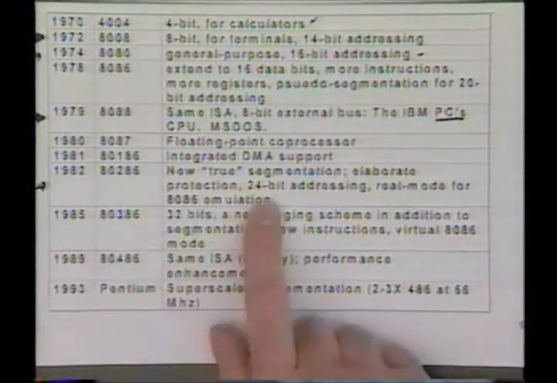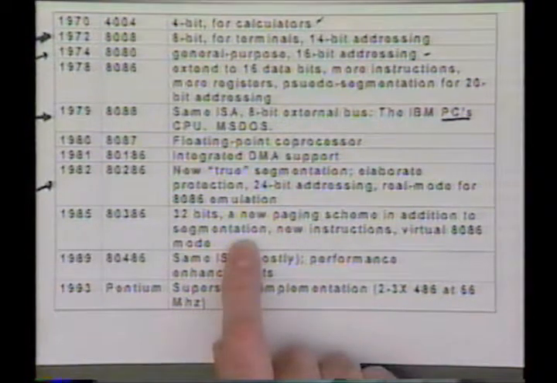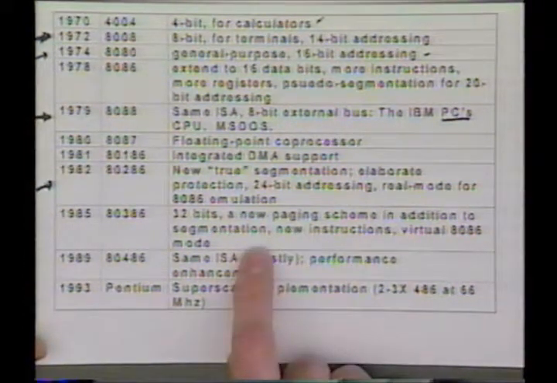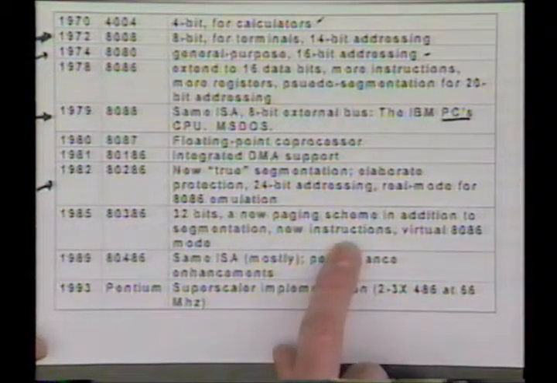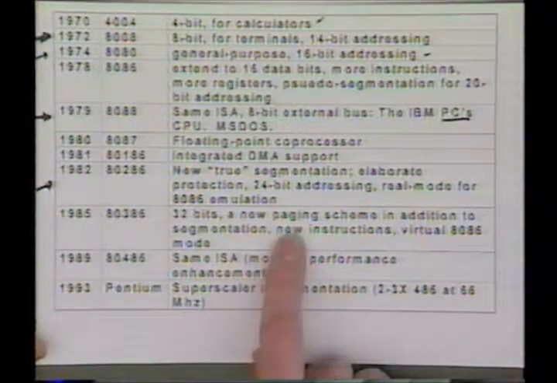They added, in addition to the segmentation that they had introduced in the 286, on top of that, as a second stage address calculation, a paging scheme, a sort of traditional fixed size 4K byte paging system. In each of these transitions, they've been adding somewhat new instructions to do interesting things.